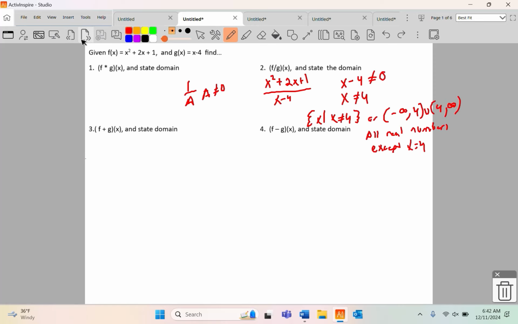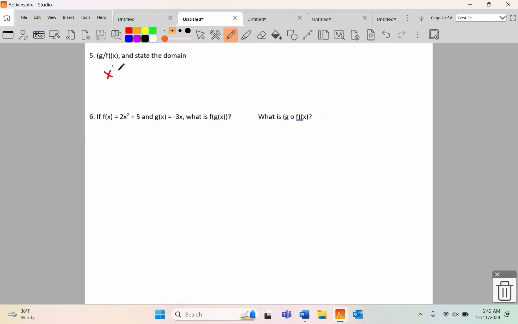5 is g over f. So x minus 4 sitting pretty over x squared plus 2x plus 1. And again, it's the 1 over anything rule. Anything cannot be 0 because you cannot divide by 0. It's not a hard concept. I don't know why kids think it's just crazy, but it's not possible.